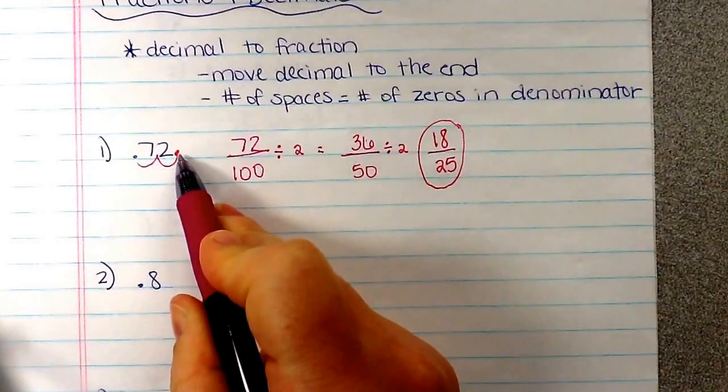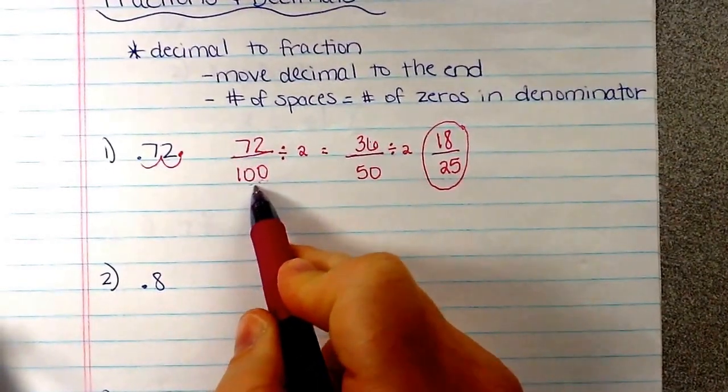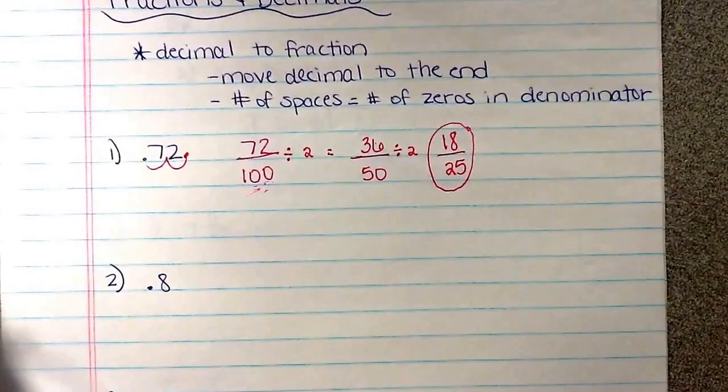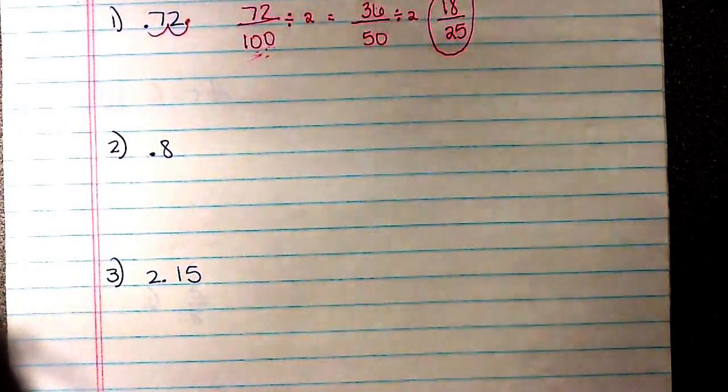Move the decimal to the end. The number of spaces means the number of zeros. So we moved it 2 spaces, so we had 100. Try this next one on your own. Move the decimal to the end. Put that many zeros in the bottom.